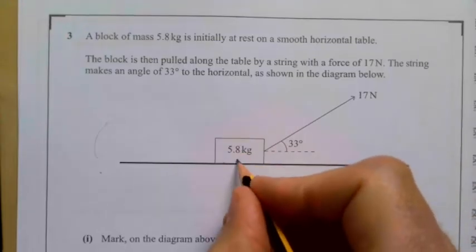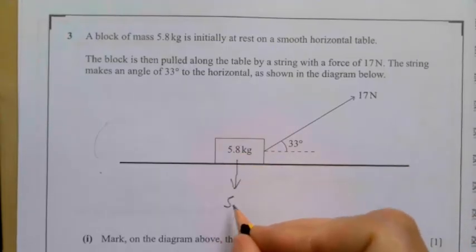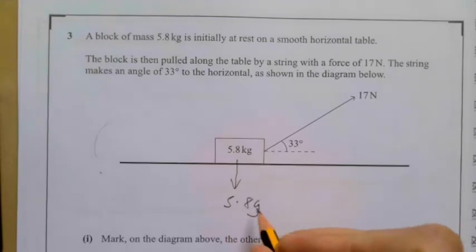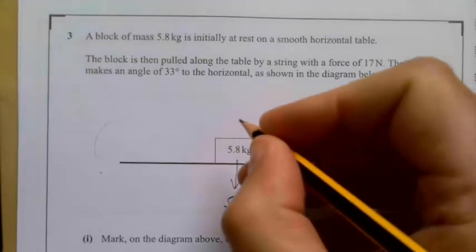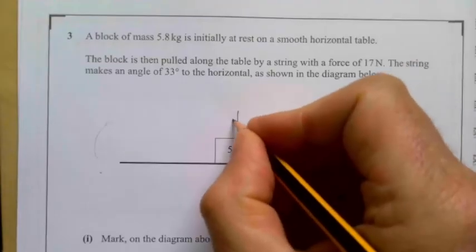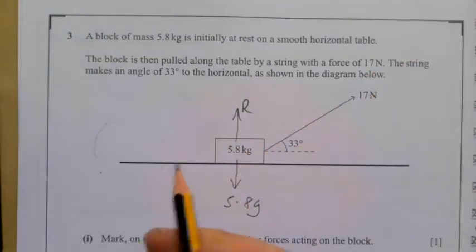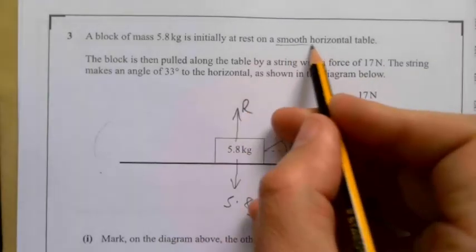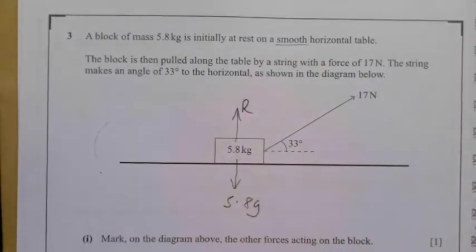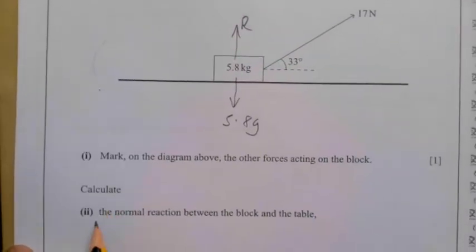So there's a 5.8 g that acts down like that, so it's going to be 5.8 times 10 if we need to work it out. And there's a normal reaction acting up like that. We normally call that R. Sometimes there'll be a friction here, but it says it's a smooth table, so there's no frictional force acting like that. Calculate the normal reaction between the block and the table.